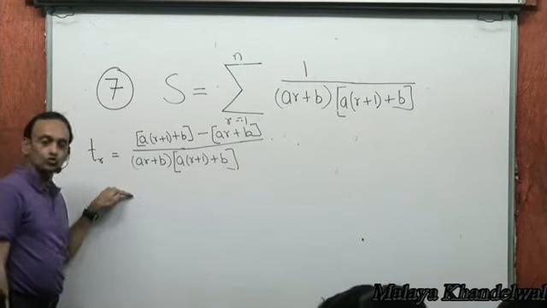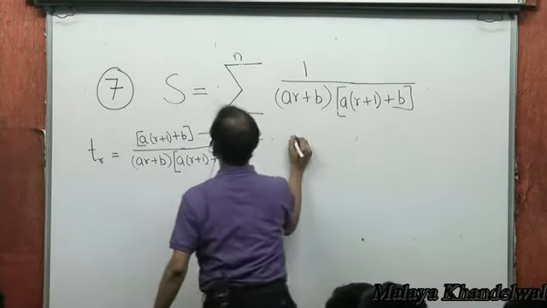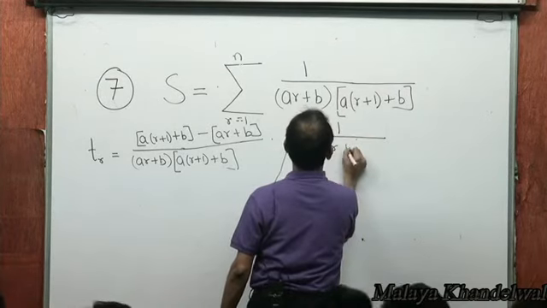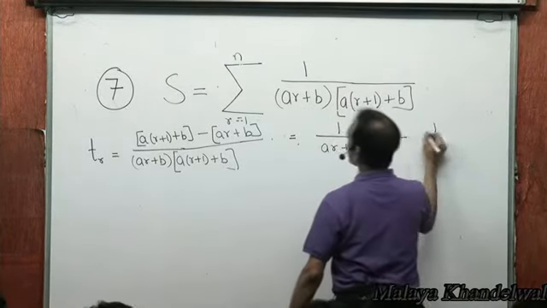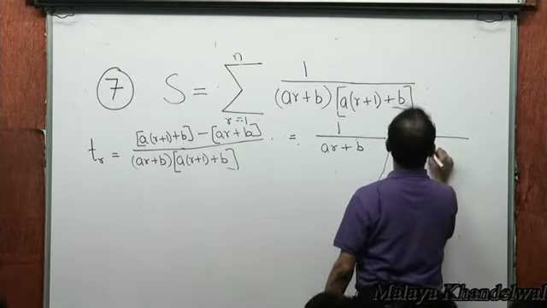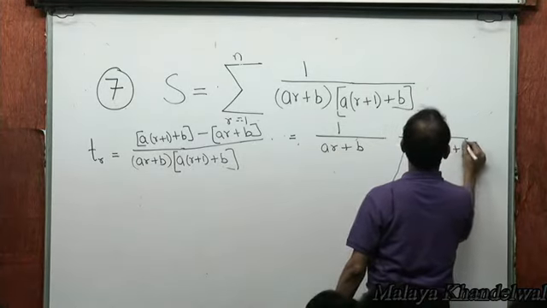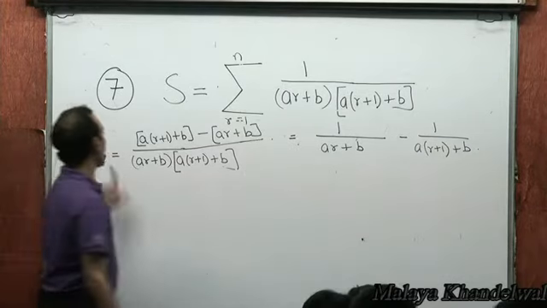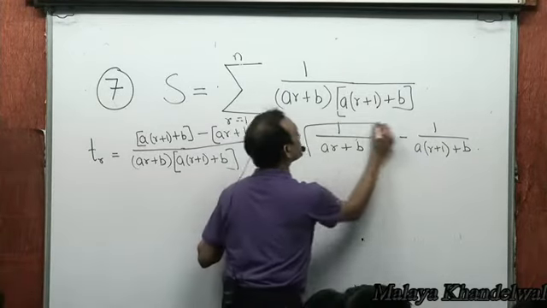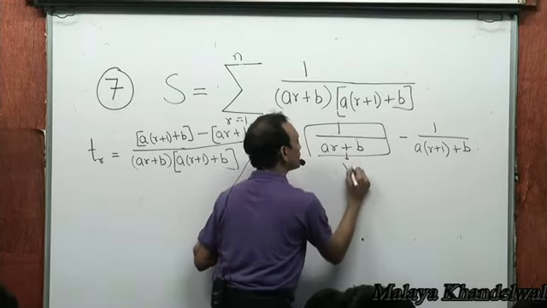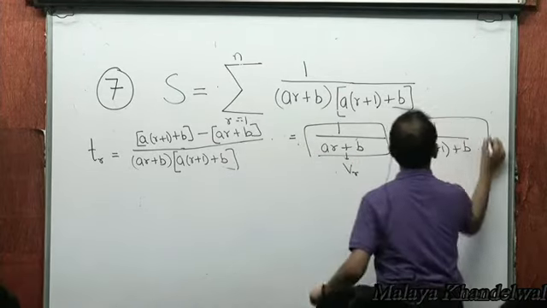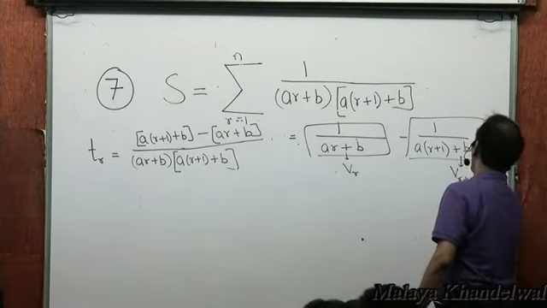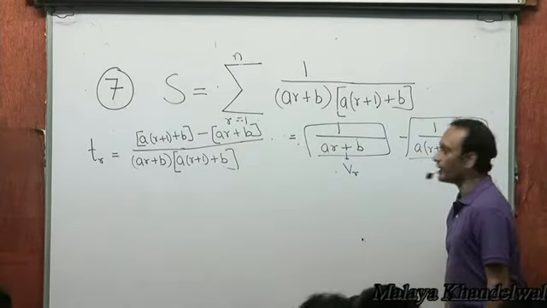So when I divide, I end up getting 1 by (AR plus B) minus 1 by (A into (R plus 1) plus B). Yes or no? This is the rth term. If this is VR, then what is this? Replacing R by R plus 1, this therefore is V R plus 1, right?